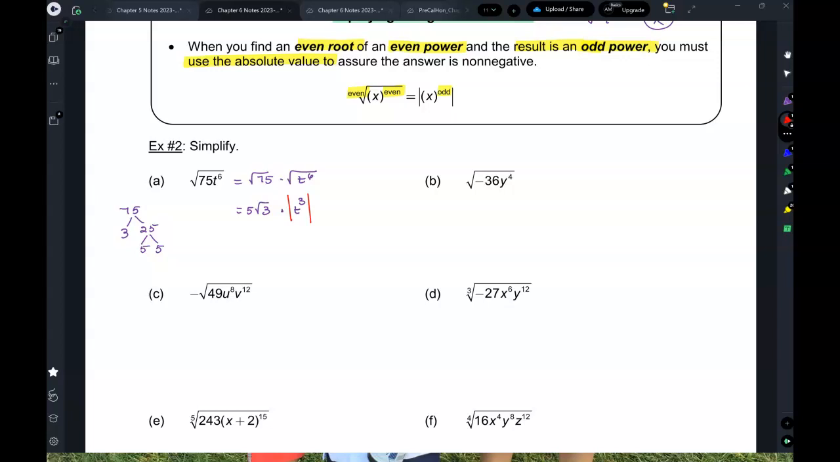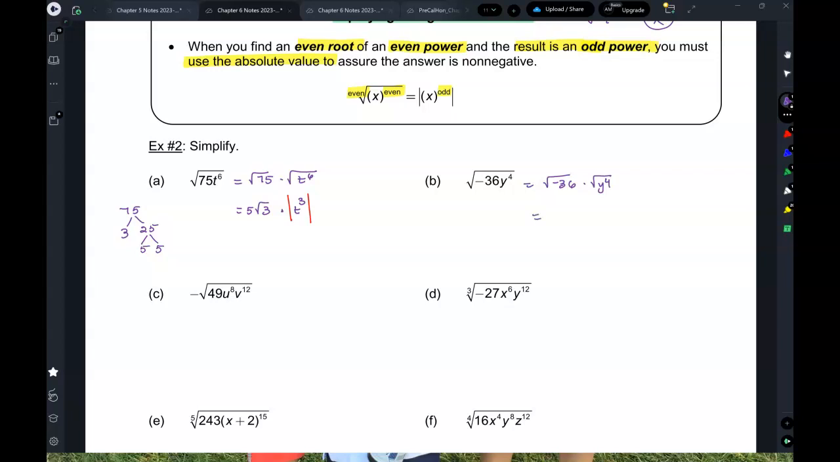Okay, let me do a couple more examples and then I'll take questions. So take a look at this next one. This is the square root of negative 36 times the square root of y to the 4. Okay, you don't have to split them up like this every time. I'm just doing it for the first few of them, just so we get used to this.